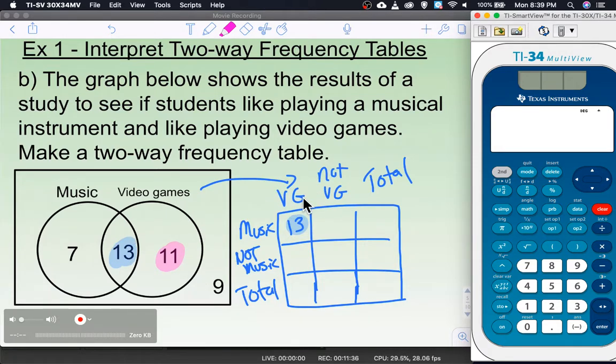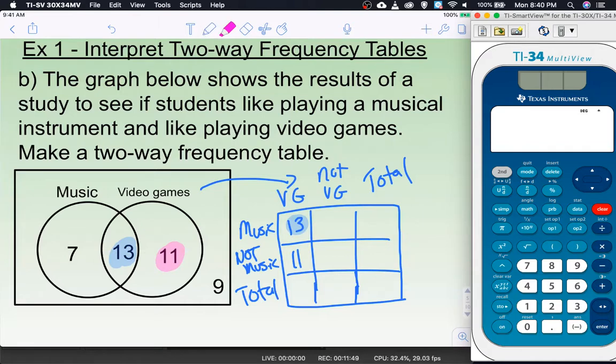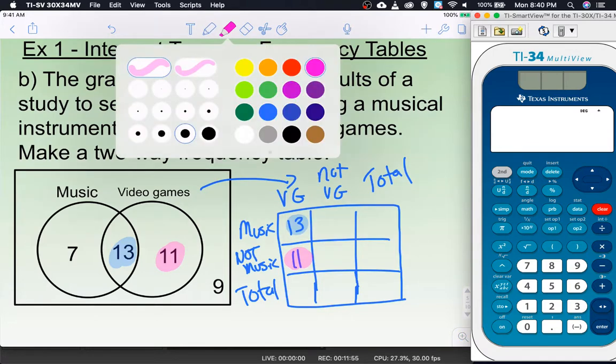So in my table, okay, here's people that like video games, but I need like video games and they don't like music. Like video games, but not music. So right here's where my 11 goes. They like video games, but they don't like music.